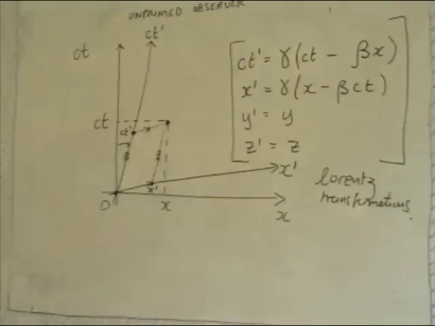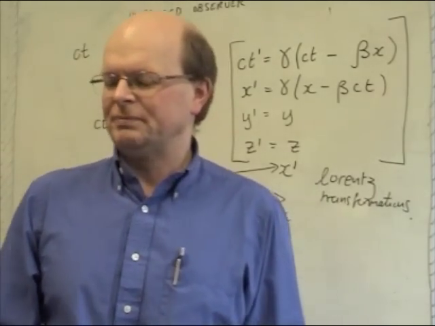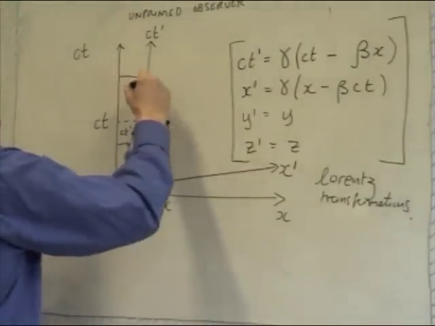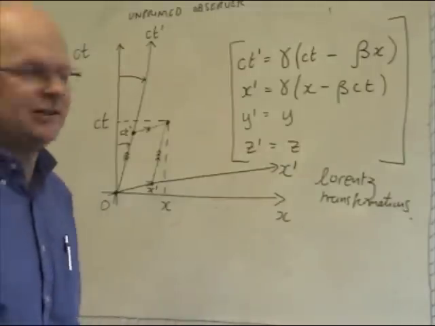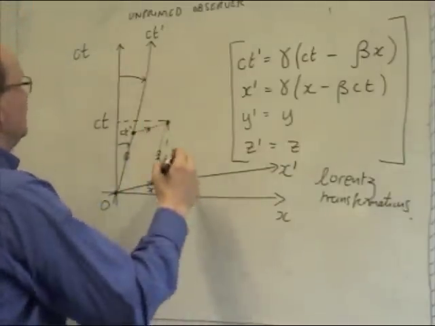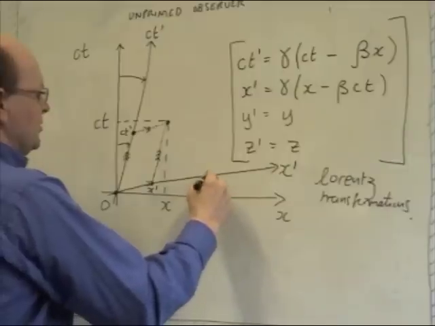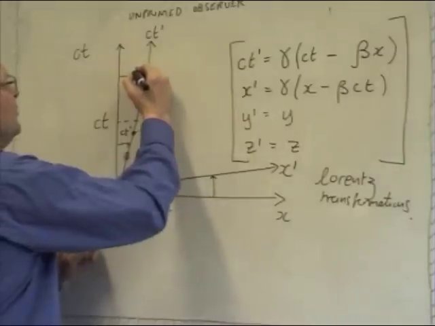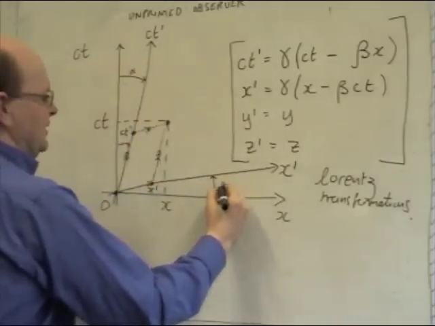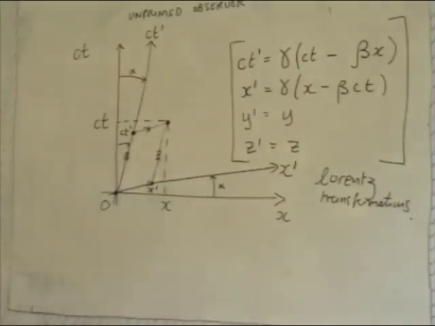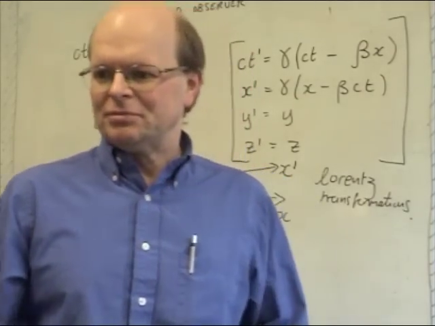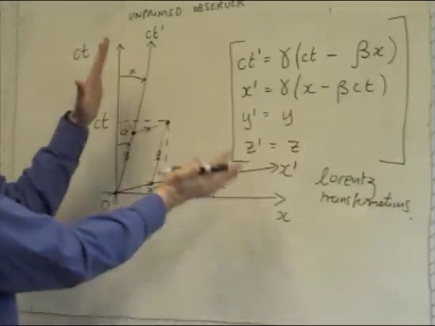And you can see immediately that the CT primed and x primed coordinate system is skewed with respect to the CT and x coordinate system. And the skew is such that the angle through which the CT primed axis is rotated with respect to the CT axis is equal to the angle through which the x primed axis is rotated with respect to the x-axis. So if we call this angle alpha, say, then this angle here is alpha as well, and they're the same. And when you think about it, for different amounts of relative velocity of the primed and unprimed observers, you're going to get different amounts of this rotation.